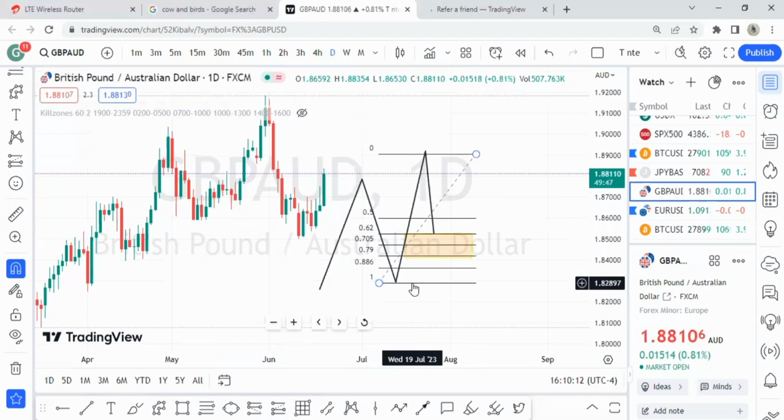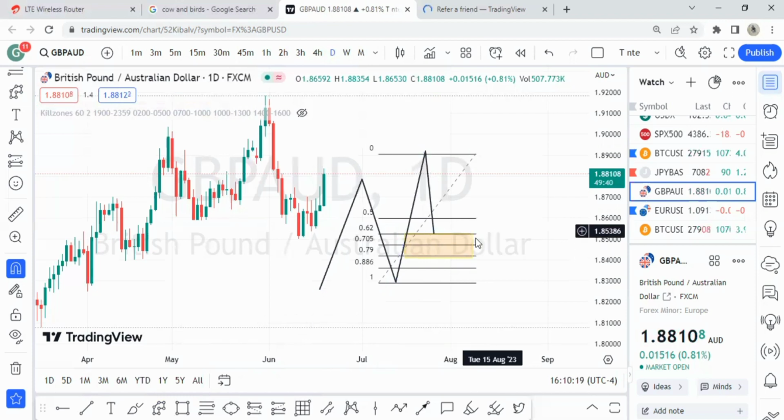That's if it's on a lower time frame. But if it's on a higher time frame, we look out for confirmation when price gets to this area, 62 to 79. I'll make a separate video on this to explain it in detail.